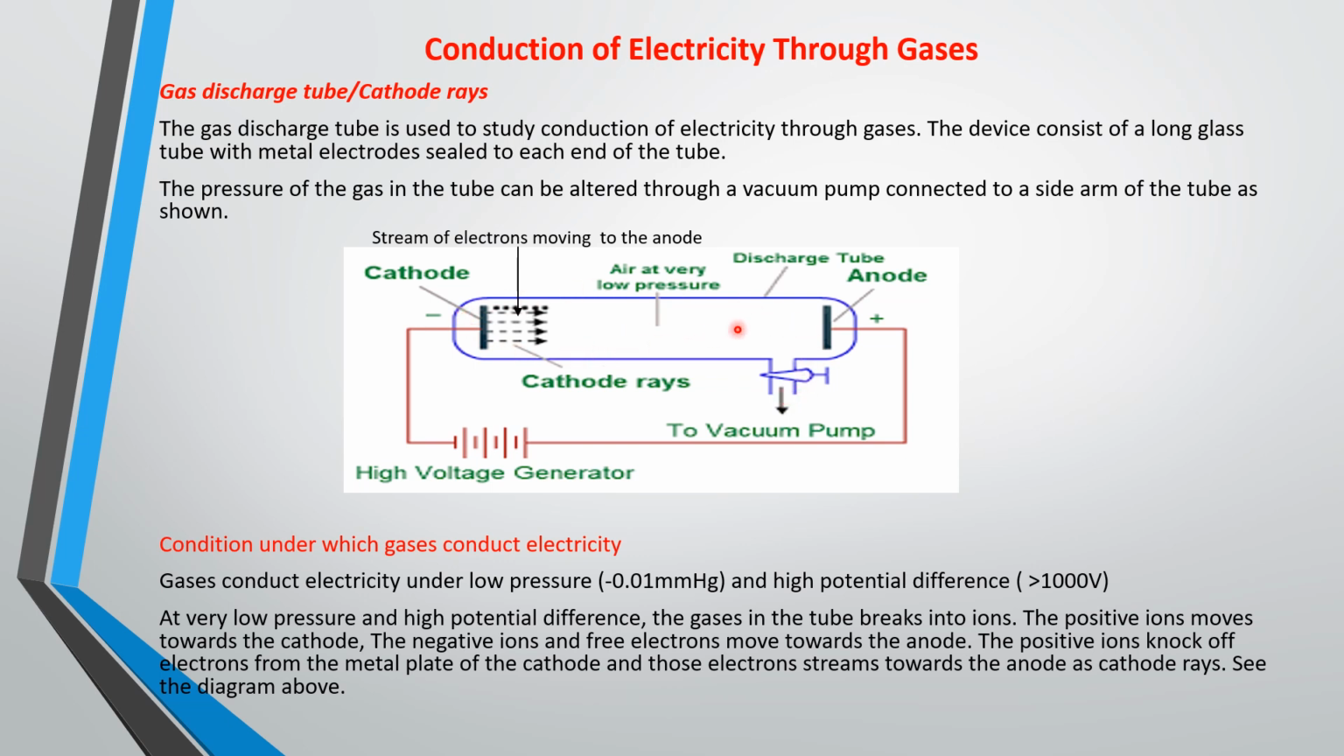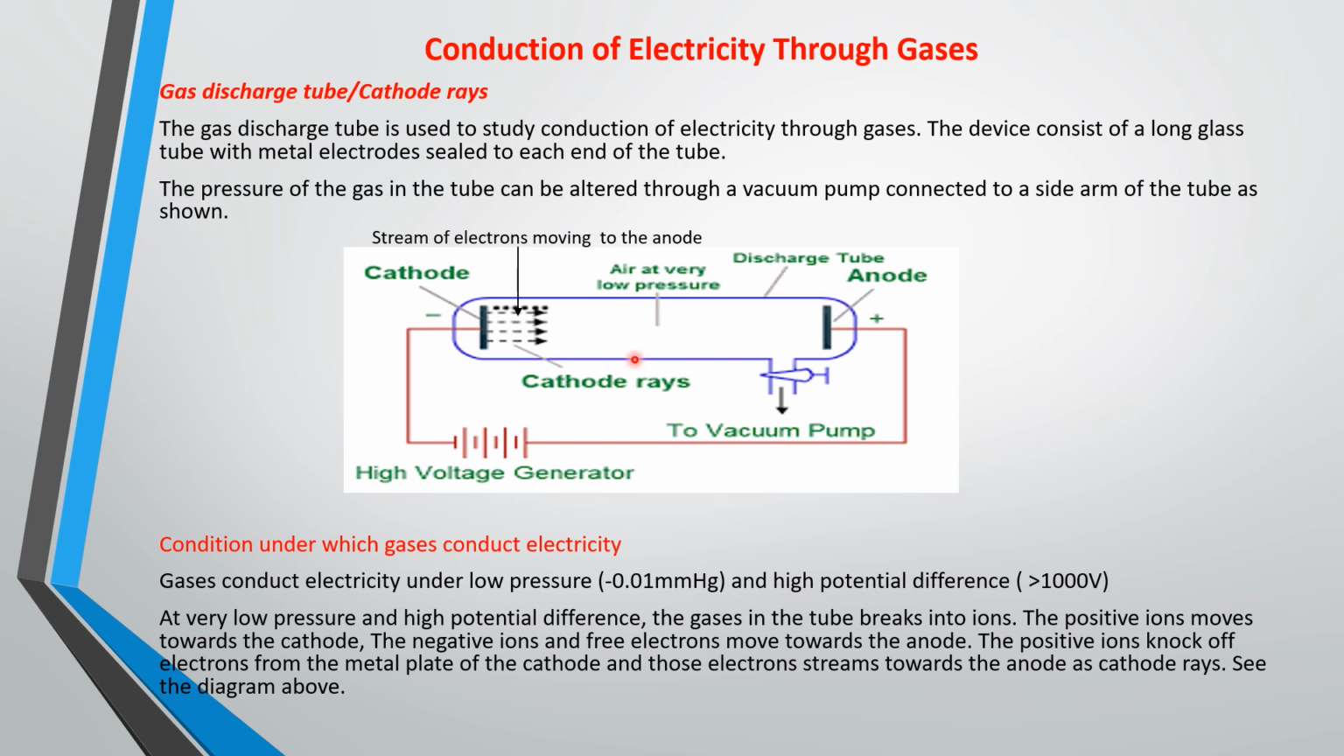It is easy for you to draw it. Then it can be connected to a voltage source. If you look at the tube and the metal plates on it, you find out that the positive plate is opposite to the negative plate, and the positive plate is the anode, the negative plate is the cathode. Right, so there is air within this tube that is regulated by this vacuum pump. So this is the gas discharge tube that is used to study conduction of electricity through gases.